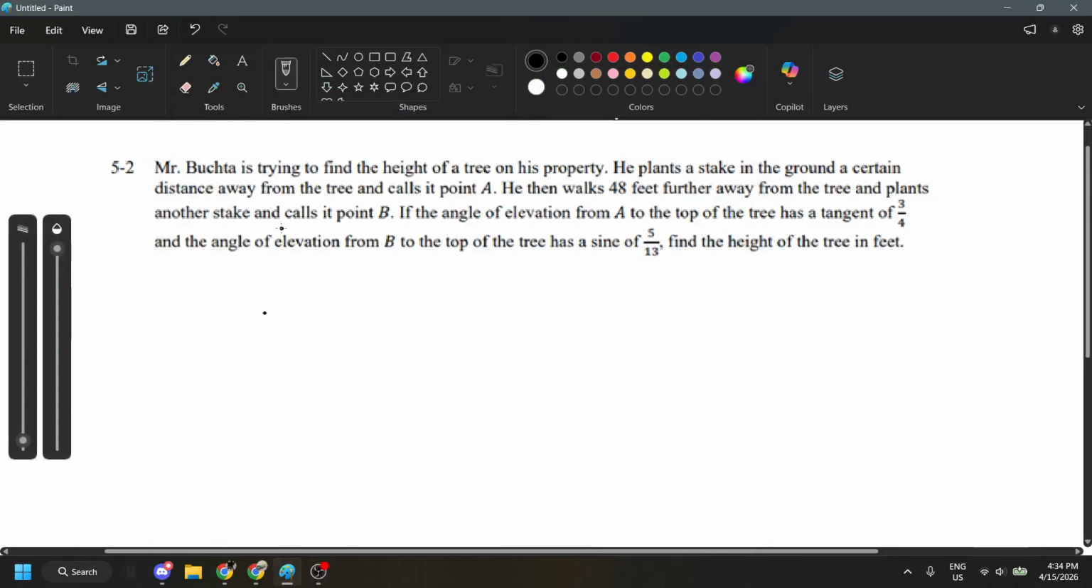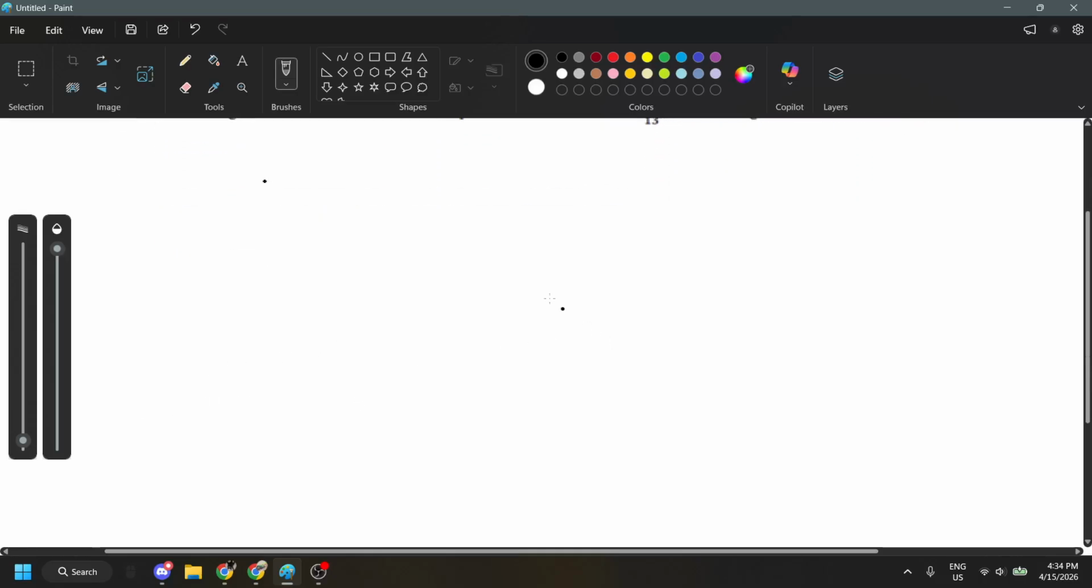So in this problem, this guy's trying to find the height of a tree on his property. He plants a stake in the ground a certain distance away from the tree and calls it point A. He then walks 48 feet further away from the tree and plants another stake and calls it point B. The angle of elevation from A to the top of the tree has a tangent of 3/4, and the angle of elevation from B to the top of the tree has a sine of 5/13. Find the height of the tree in feet.